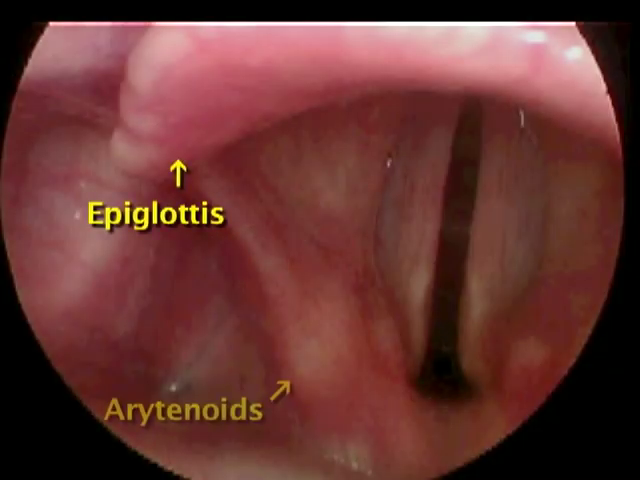Continue to lift the mandible upward until you see the narrow epiglottis above, the bulges of the arytenoids at the bottom, and the vocal cord stretching between.